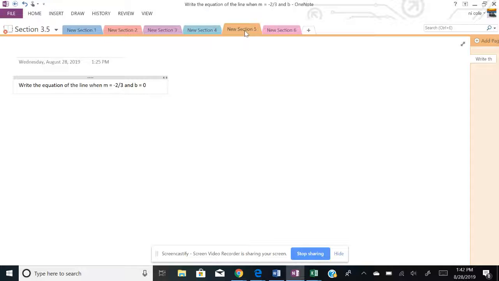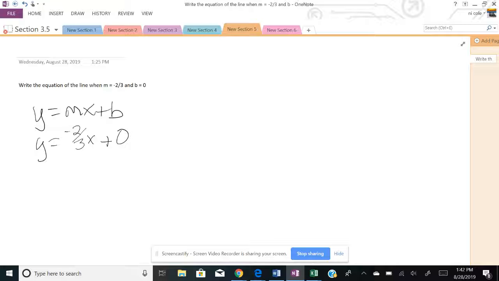Another example: write the equation of a line when m is equal to negative 2/3 and b is equal to 0. Again, start off by writing the equation of the line. y is equal to mx plus b. So let's fill in m. What is m? Negative 2/3 x plus 0. Okay, that is absolutely true. The other option you could do is just like that. Both perfectly great answers. Nothing wrong with either one of those answers.